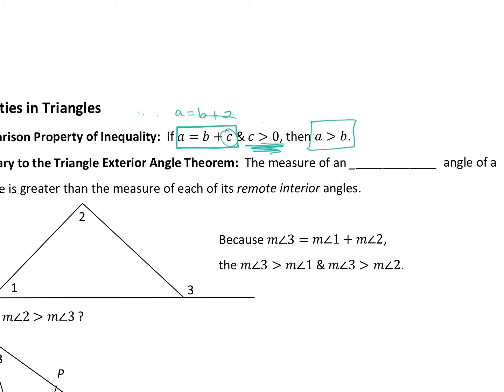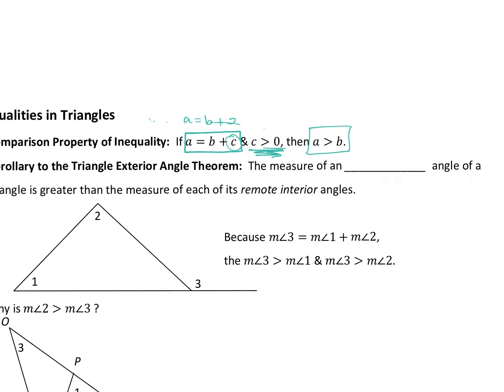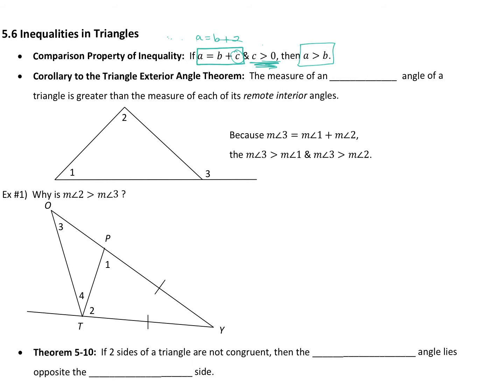Where that comes into play is this little corollary. So we learned the triangle exterior angle theorem. Remember that? Your two remote interiors added together equal your exterior angle, okay? This is a corollary to that. This is an add-on. So whenever you see corollary, it just means add-on, extra information, okay?